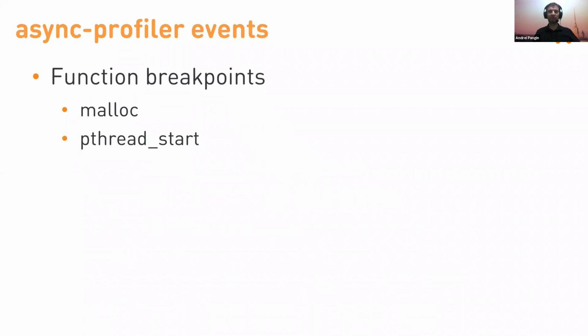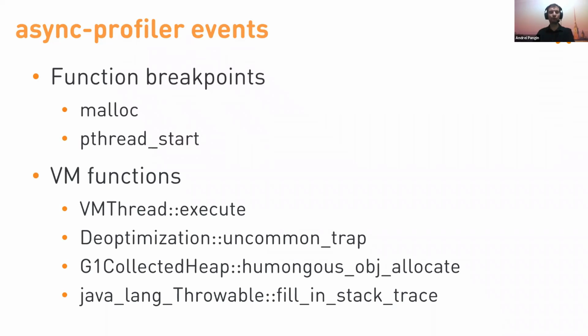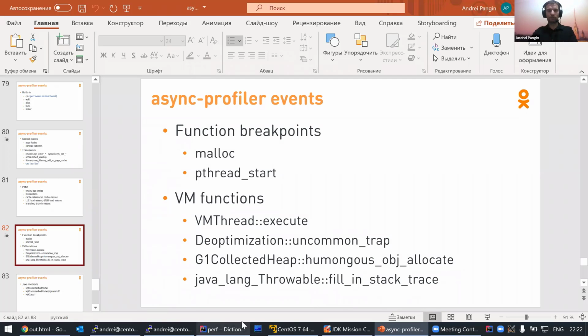And okay, what else can be profiled? So function breakpoints, I already showed an example with profiling malloc and mprotect. And a specific case of profiling functions is to profile virtual machine functions inside the virtual machine shared library. And among interesting things, there are operations that are executed on a VM thread. So they are basically the stop the world operations. So if you want to find the reasons for the stop the world pauses, we can profile VM thread execute, deoptimizations, humongous allocations. We already saw that today. An interesting example with throwables. Let me show it.